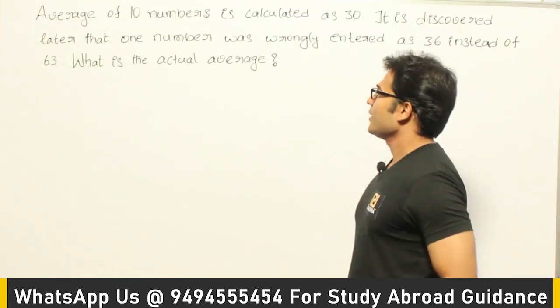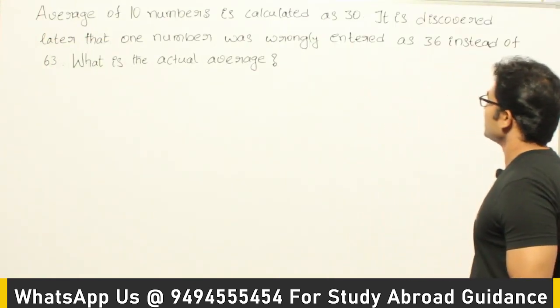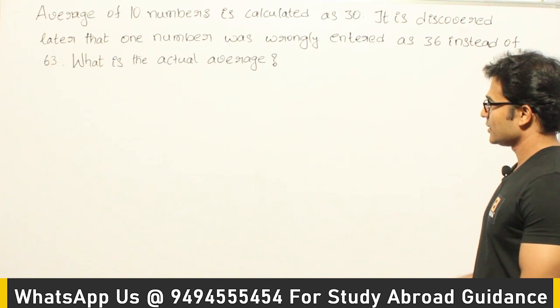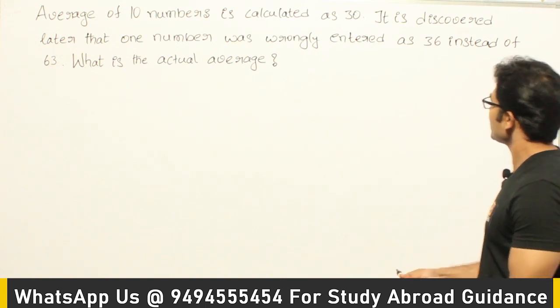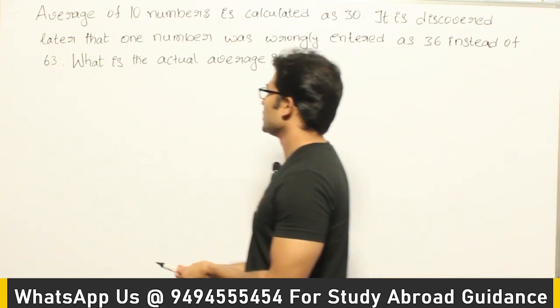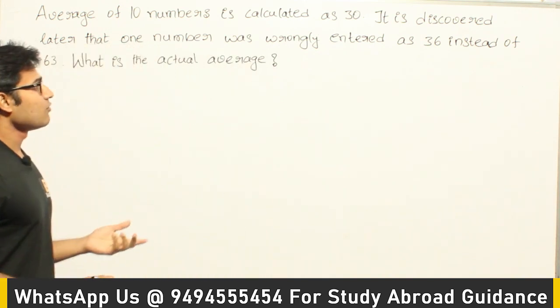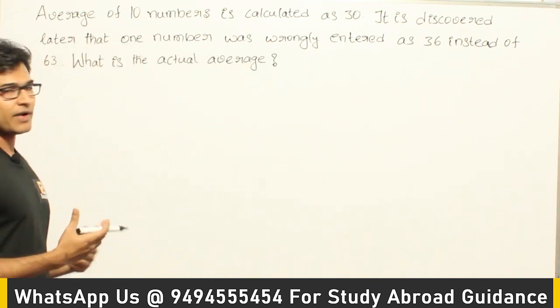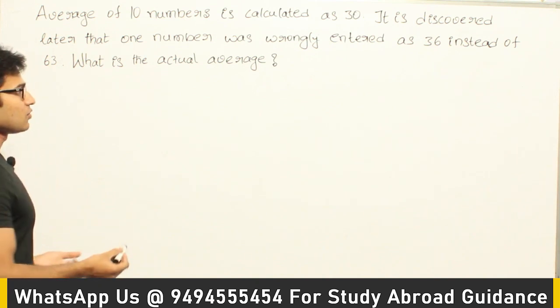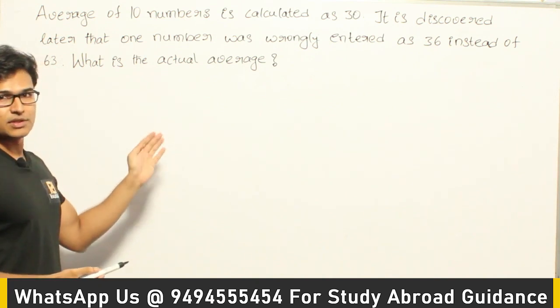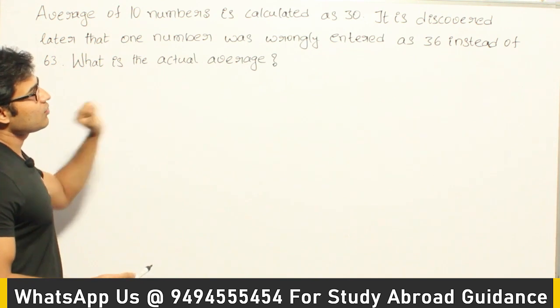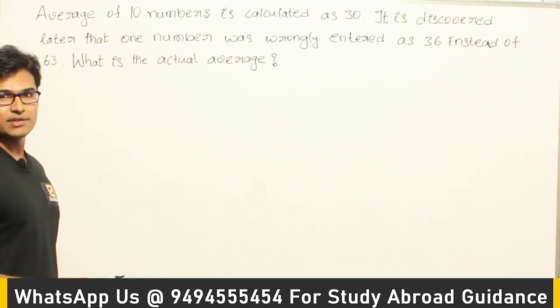Now let's see this. Average of 10 numbers is calculated as 30. It is discovered later that one of the numbers was wrongly entered as 36 instead of 63. What is the actual average? So they are saying that, while taking the reading, one value is taken as wrong. So it is actually initially taken as 36, and then they found out the average. They found out the average is 30.